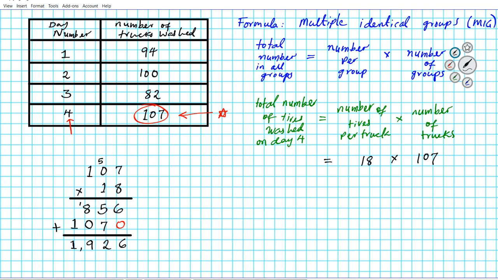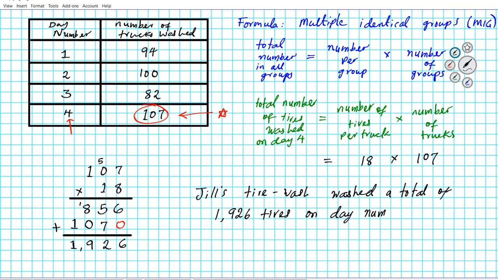Okay, so what does this answer mean in the context of this problem? What does this answer mean? This answer basically means that Jill's tire wash washed a total of 1,926 tires. Wow, that's a lot of tires. 1,926 tires on day number 4. Okay, so there you have it.